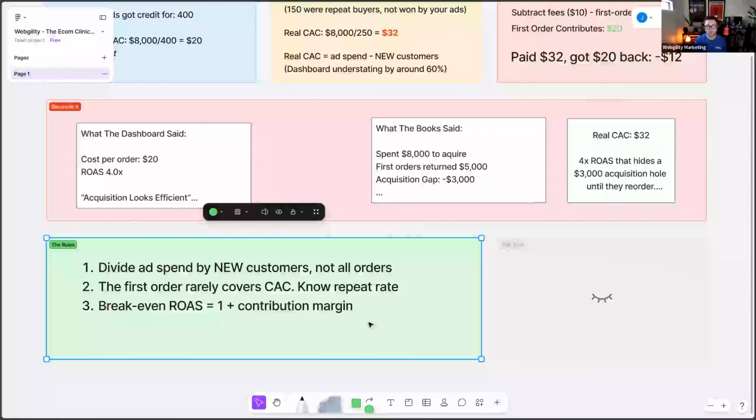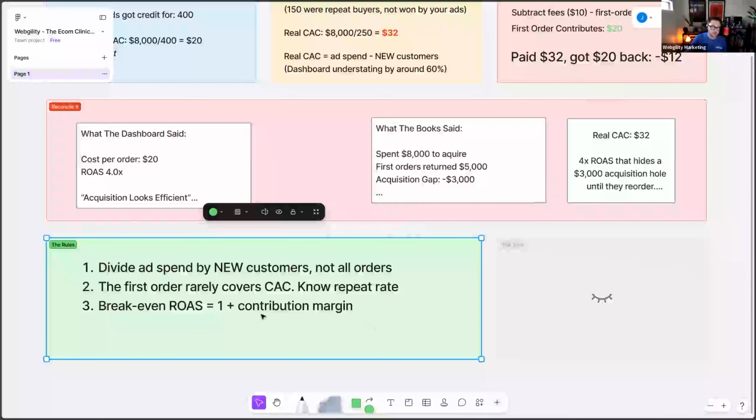And it's essentially the flip side of your cost of goods sold, right? So your cost of goods sold tells you what it costs to acquire the product. Your CAC tells you what it costs to acquire the customer. So all expenses need to be understood to be able to make clear decisions.